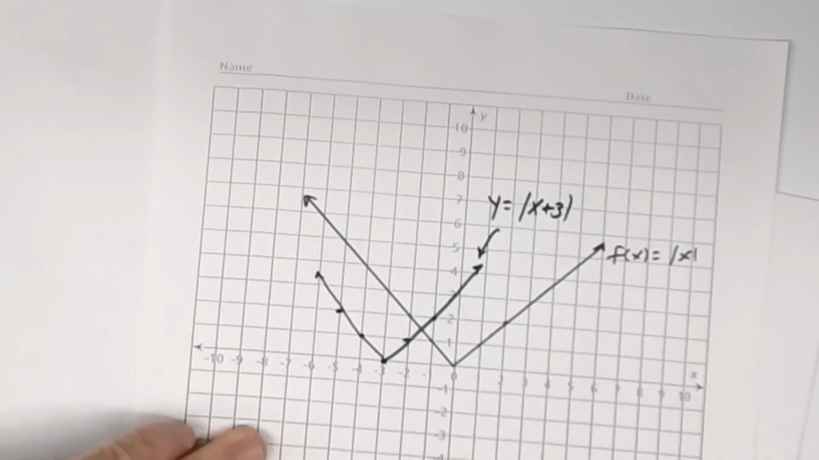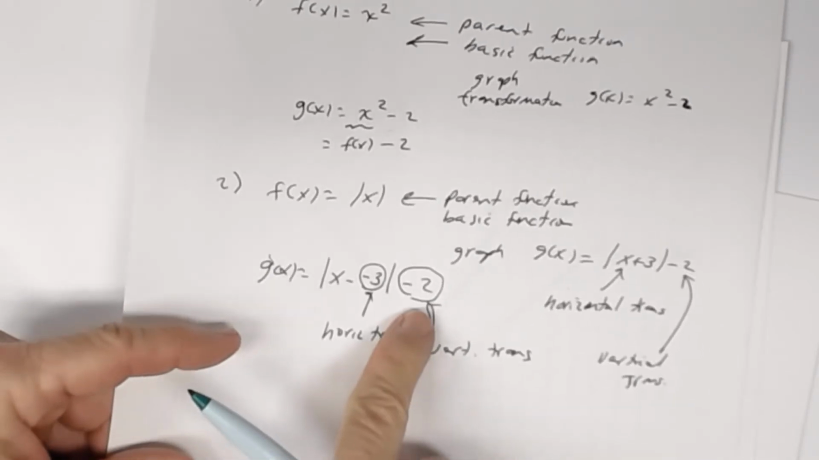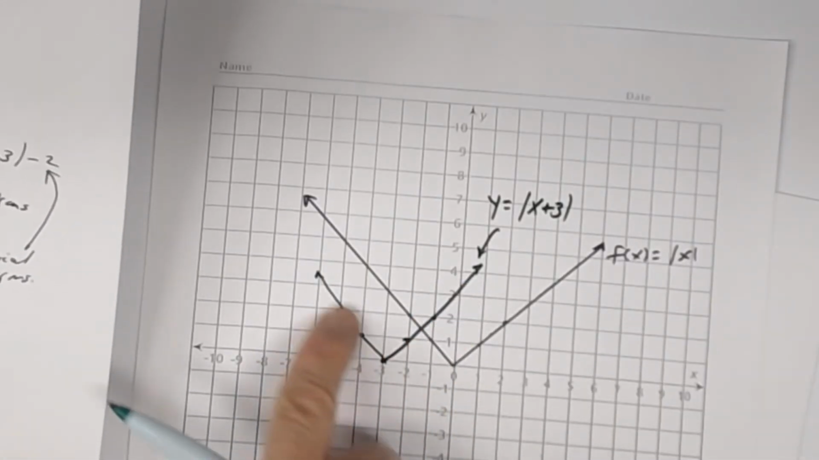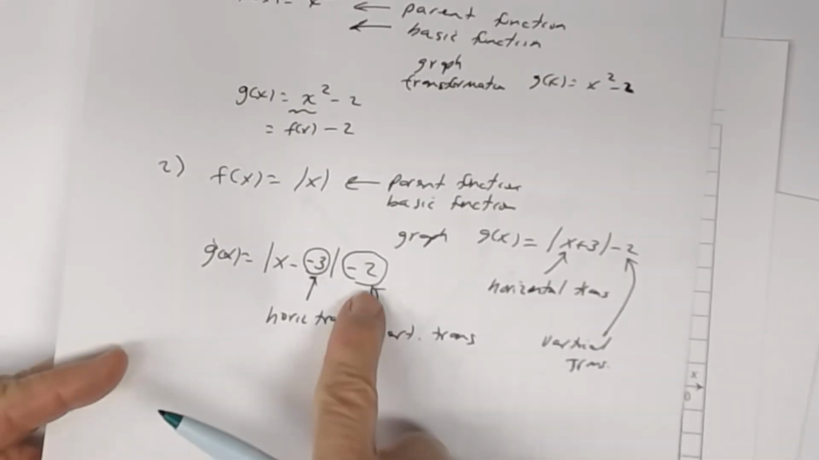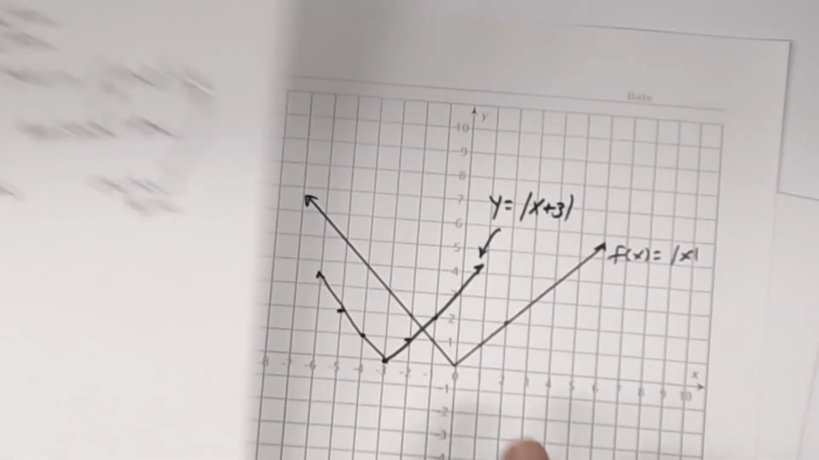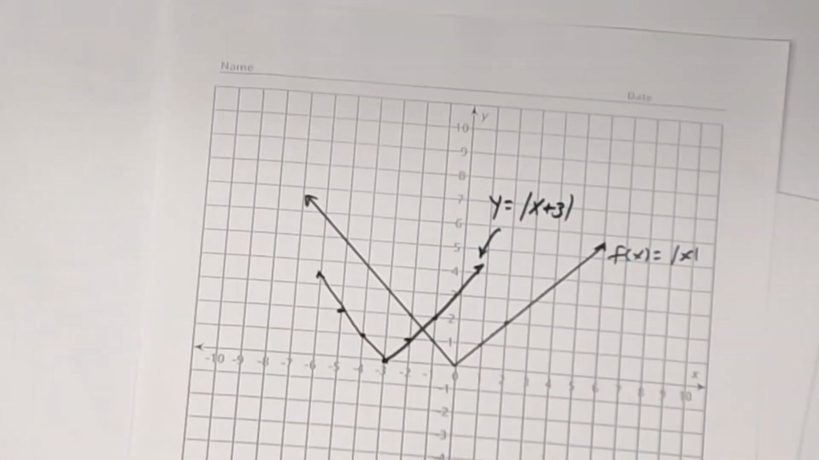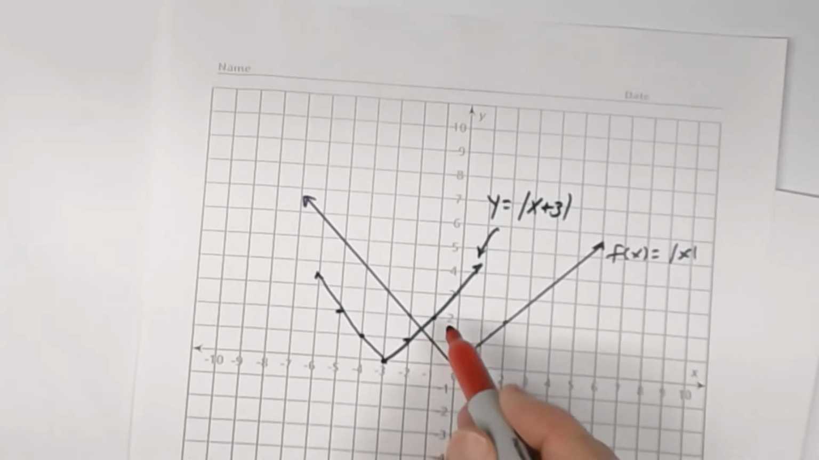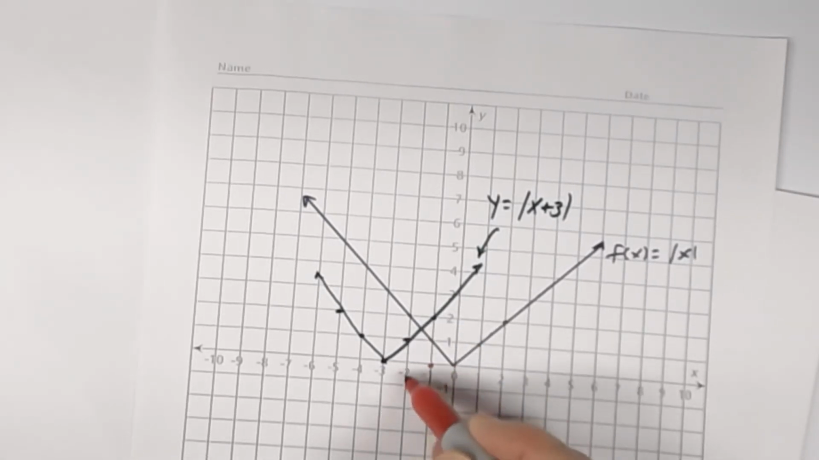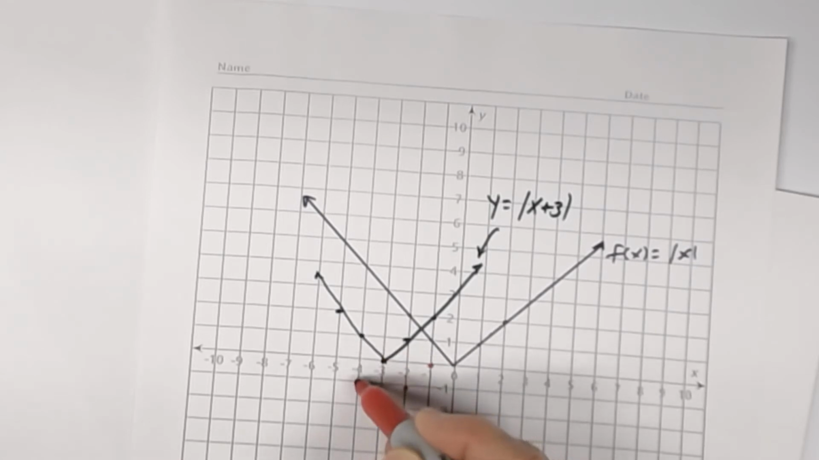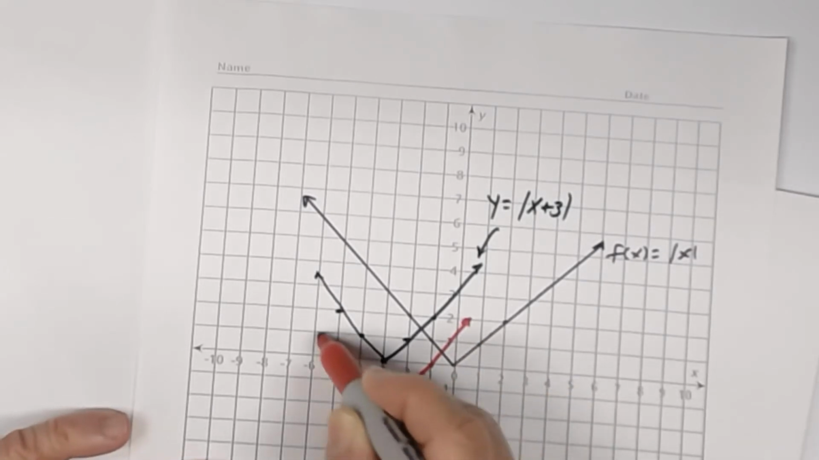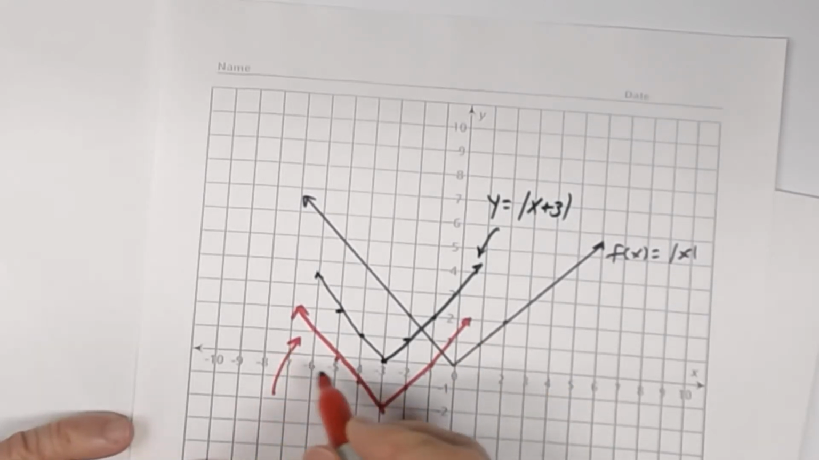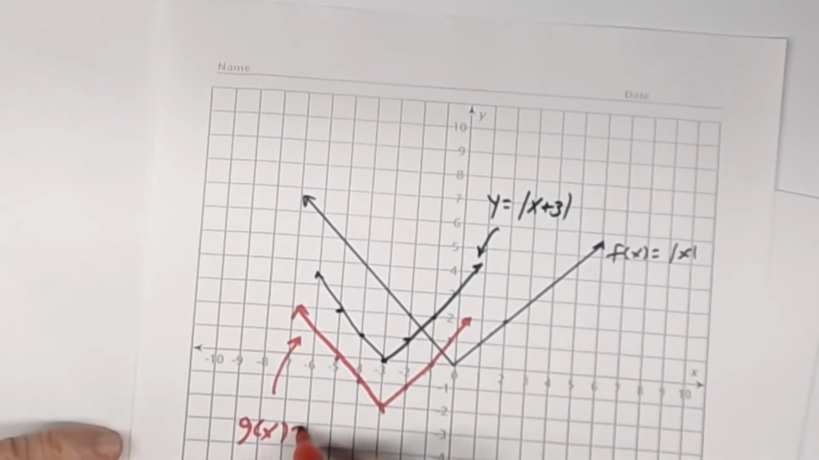Okay, and then finally, what you want to do is subtract 2 now. So you're going to take that graph right here, and since I'm subtracting 2, since that negative 2 is on the outside, that's your vertical. So you can move it down 2 units. Every point on here, I'm going to shift down 2 units. 1, 2, and so on. And this right here, just to let you know, the red graph is the graph g of x, so g of x equals the absolute value of x plus 3 minus 2.